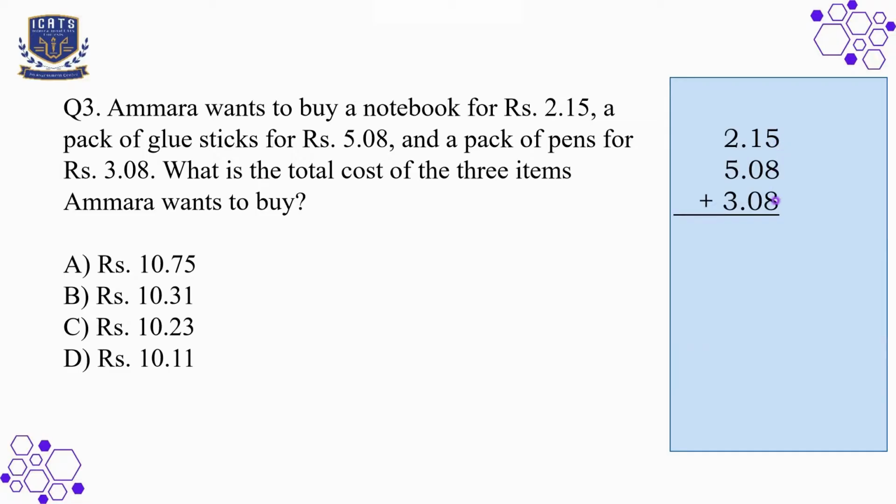So 5 plus 8 is equal to 21. 1 will come down and 2 will be given as carry. Then 2 plus 1 is equal to 3. Then decimal will be written. 5 plus 2 plus 3 is equal to 10. So we will select option B here. The total amount will be 10.31 rupees.